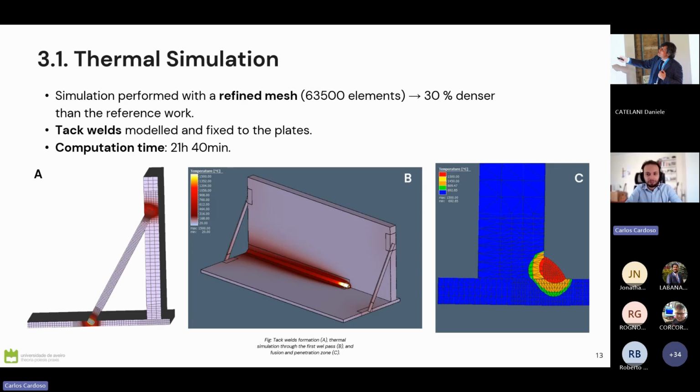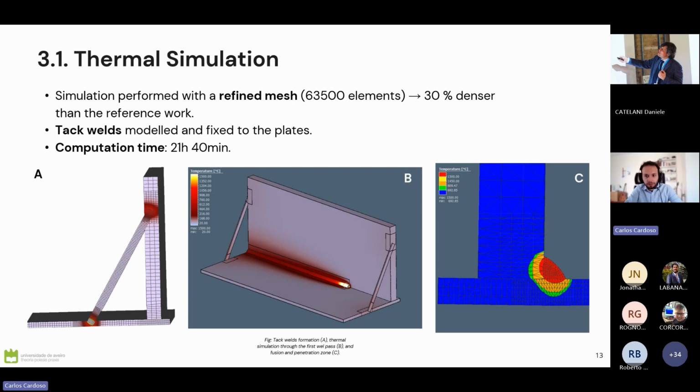But well, in figure A, we can see the tack welds being formed, and I remember that initially the gravity caused some issues, some separation between the bars and the plates, so the model required slight positional adjustments to ensure full contact. Figure B shows the simulation running midway through the first weld pass with the heat source active and shows a clear observation of the thermal gradient.